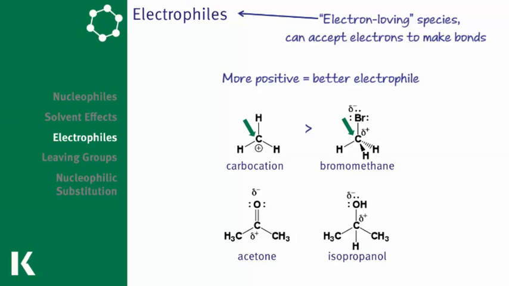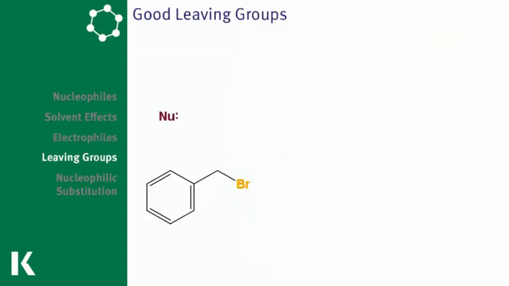When comparing two molecules, both with partial positive charges on the central carbons, electrophilicity is determined by the degree of separation between the partial positive and negative charges within the molecule. For the example of acetone and isopropanol, the carbonyl creates a greater separation of charge between the central carbon and the oxygen atom than does the alcohol, resulting in a stronger partial positive charge on the central atom and therefore stronger electrophilic character.